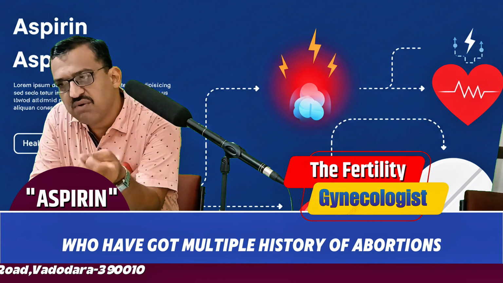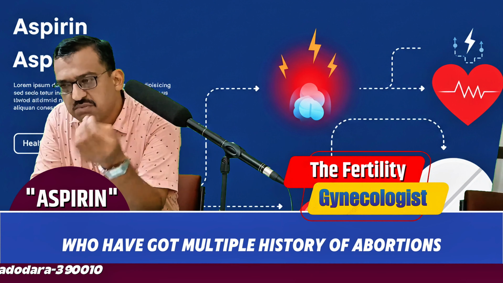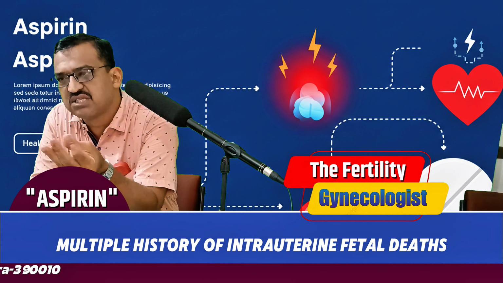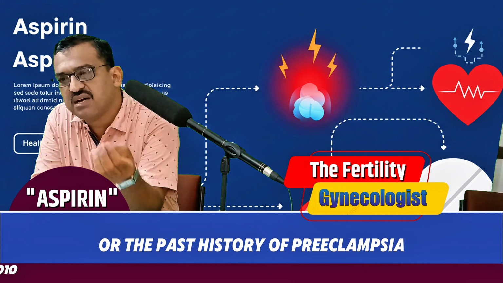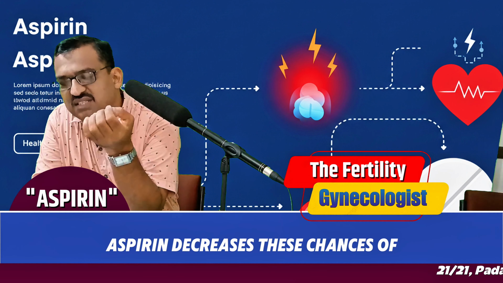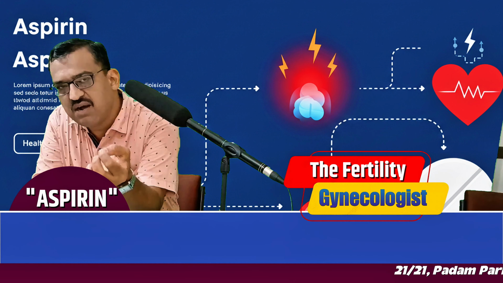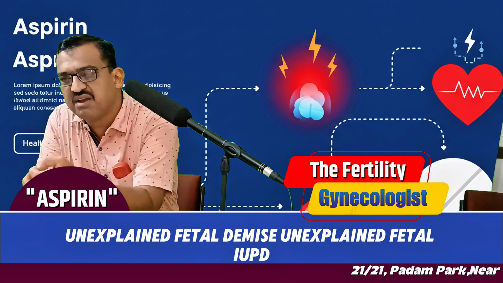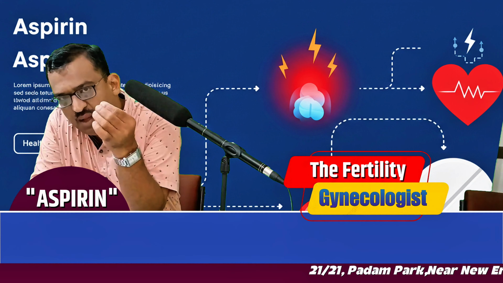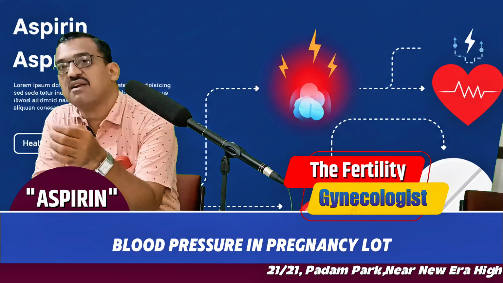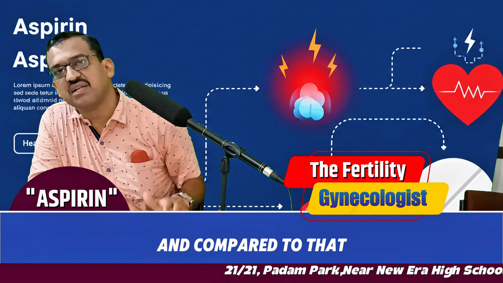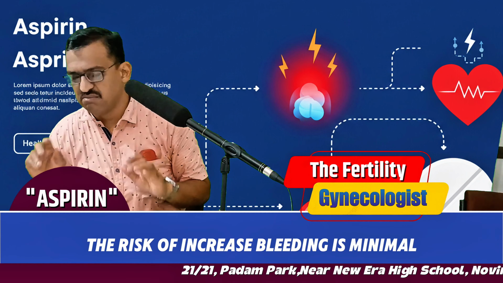In patients who have a history of multiple abortions, multiple intrauterine fetal deaths, or a past history of preeclampsia, aspirin decreases the chances of unexplained fetal demise, unexplained IUFD, and high blood pressure in pregnancy a lot. And compared to that, the risk of increased bleeding is minimal.